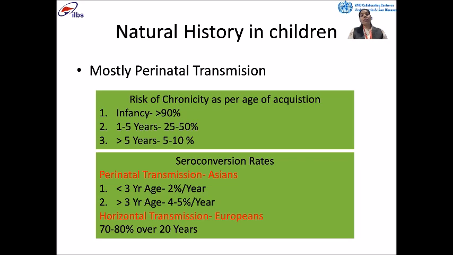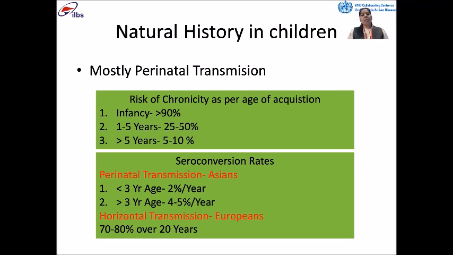And as age advances, that is more than 5 years, the chance of chronicity decreases, to about 5 to 10%. So as age increases, the risk decreases. That is the risk of chronicity as per age of acquisition. Next, coming to seroconversion rates. Mostly in Asians there is perinatal transmission, and in Europeans it is horizontal transmission. In perinatal transmission, at less than 3 years of age, only 2% per year seroconvert, whereas above 3 years of age it is 4 to 5% per year.